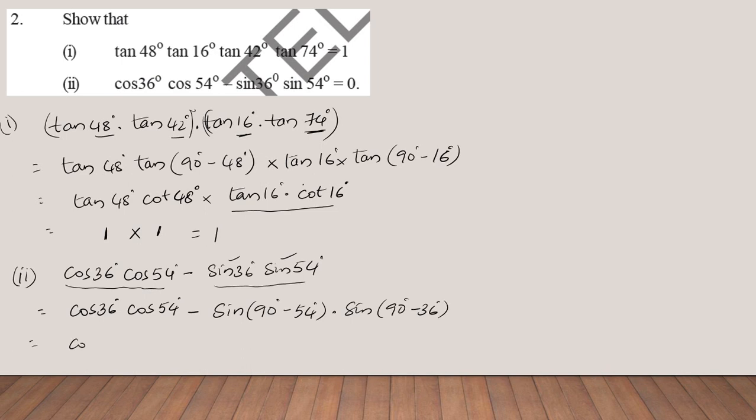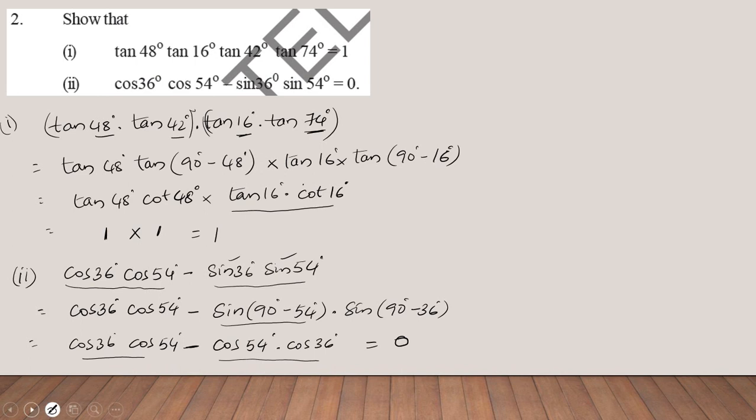Now clearly, this is cos 36 into cos 54 degrees minus, so sin of 90 minus theta I can write as cos theta, and that means cos 54 degrees into sin of 90 minus 36, which is cos 36 degrees. So clearly cos 36 into cos 54 minus cos 36 into cos 54. Since both the terms are equal, their subtraction is equal to 0, right? So here we are going to use the commutative property.